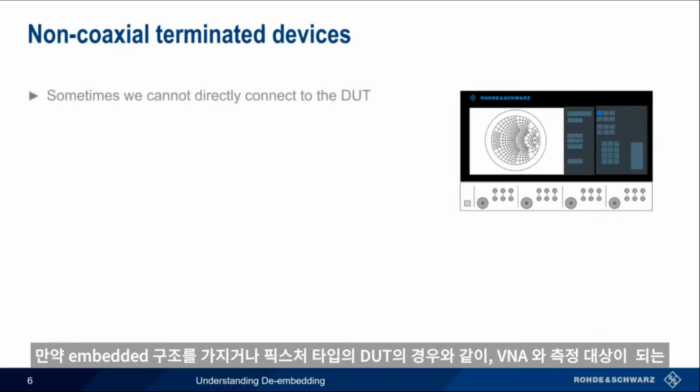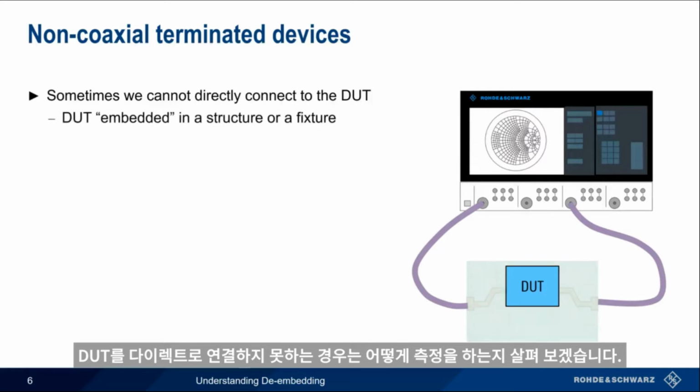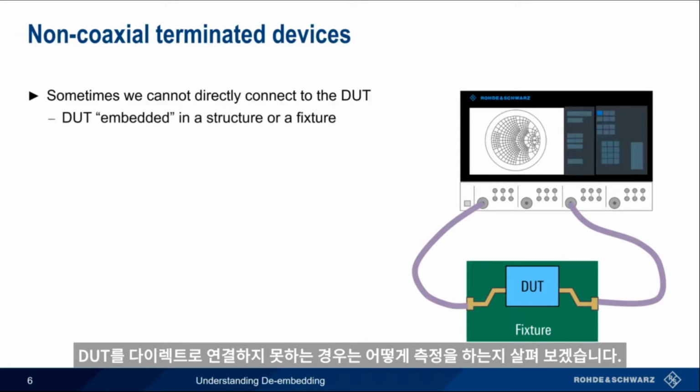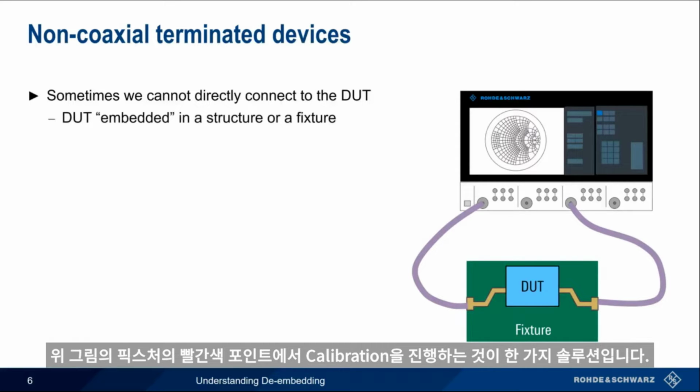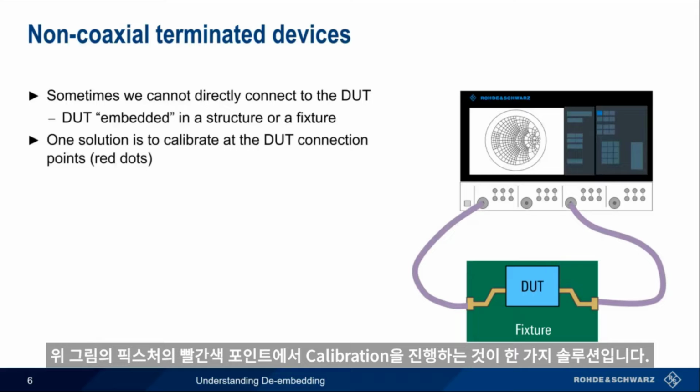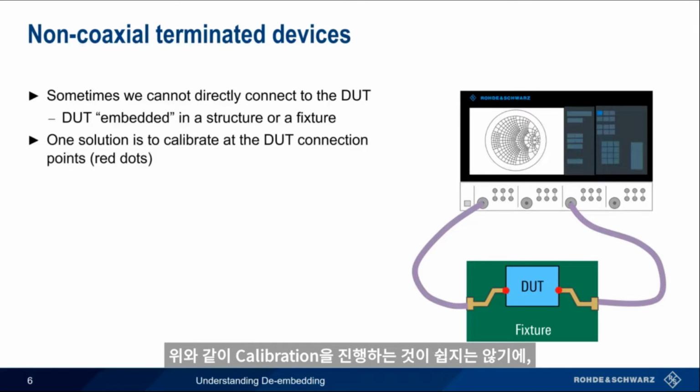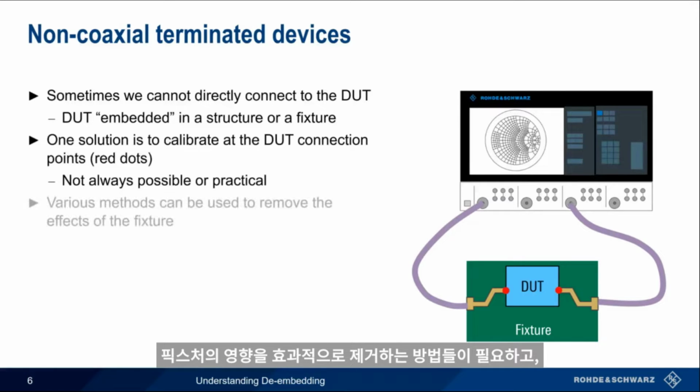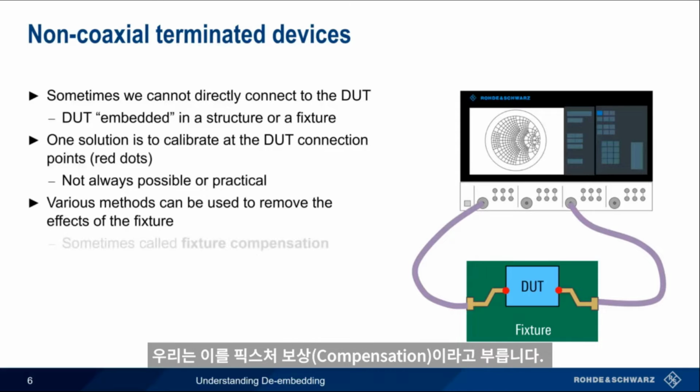So what do we do if we can't directly connect our VNA to the DUT? For example, when our DUT is embedded in a structure or a fixture. One solution would be to somehow calibrate at the connection point between the DUT and the fixture, shown here as red dots. But this is not always possible or practical. There are, however, various methods that can be used to remove the effects of the fixture, and this is sometimes referred to as fixture compensation.